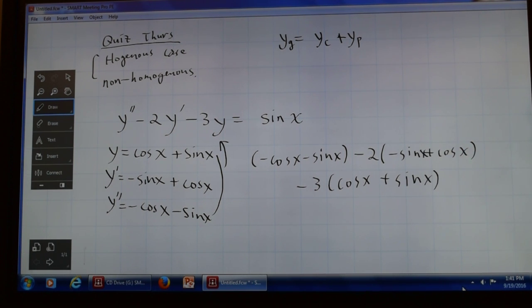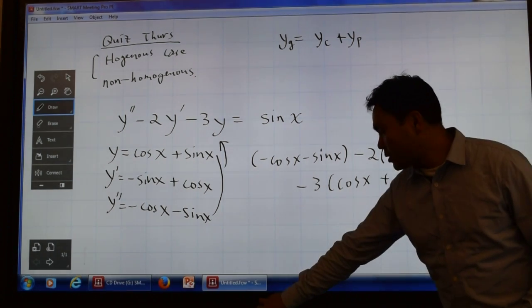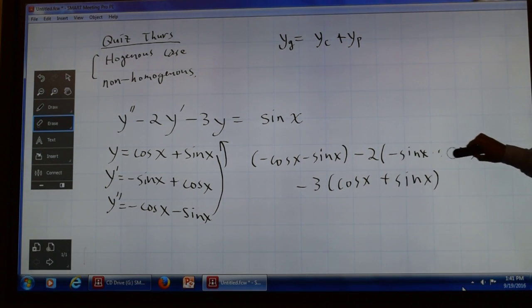This here. Okay, now look at what we have. Some of them have cosines, some of them have sines.